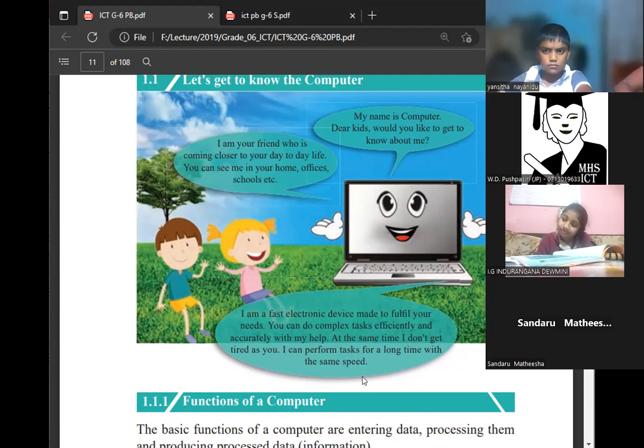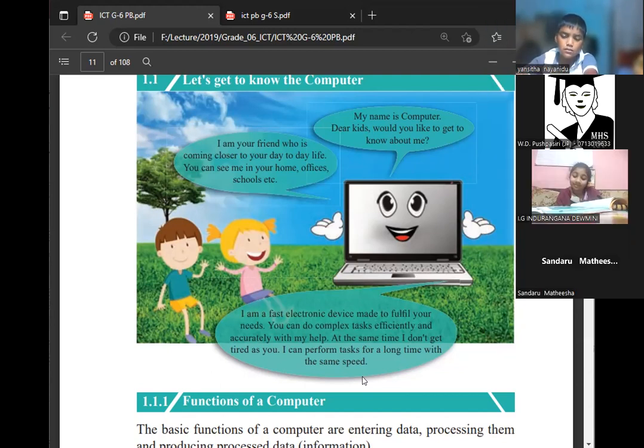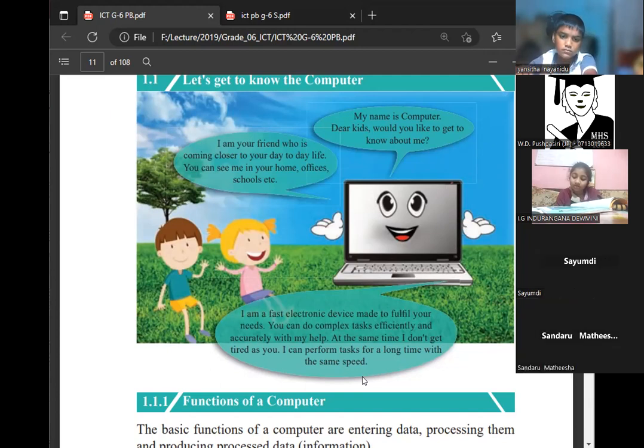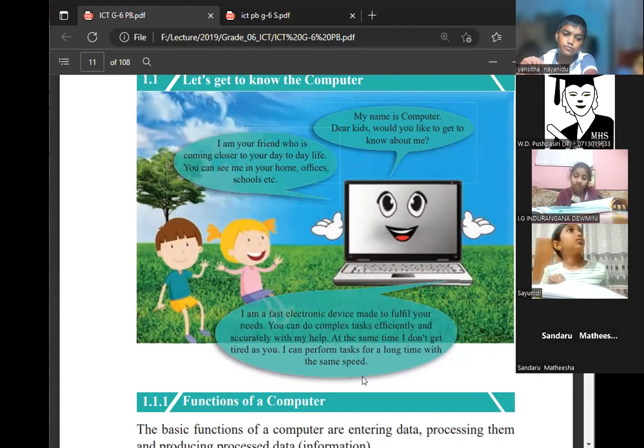At the same time, I don't get tired as you do. Computer says, I don't get tired but you get tired. Computer can do a lot of work, right, but it doesn't get tired. I can perform tasks for a long time with the same speed. So the computer says that about the capability of its work.